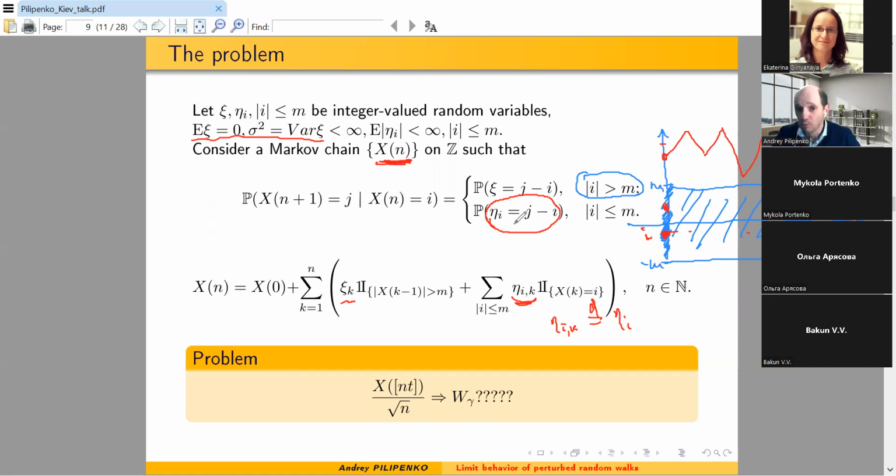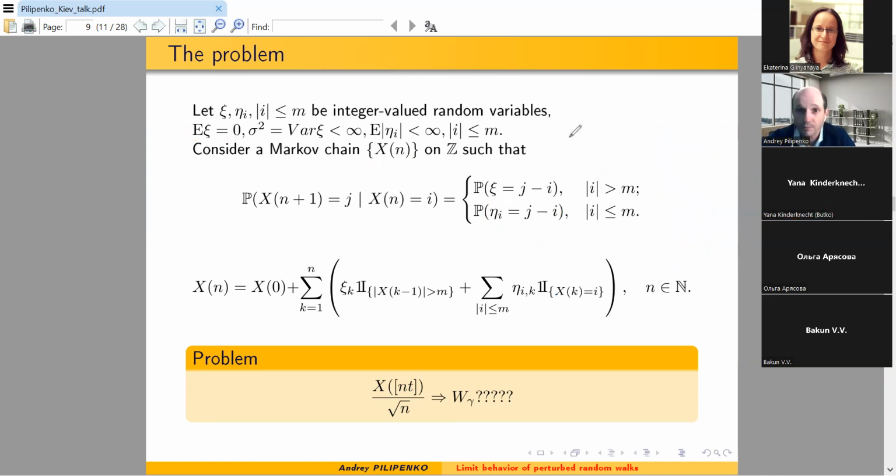Today I will prove that if the expectations of eta i have finite first moment, then the limit is a skew Brownian motion, and I will find this parameter of permeability. By the way, I will prove an even more general theorem, and I will consider perturbed random walks on a graph.